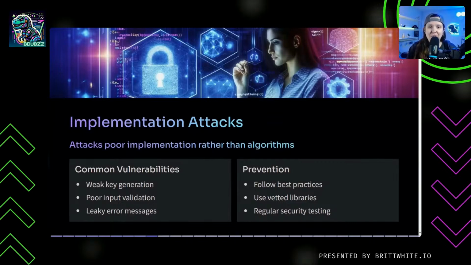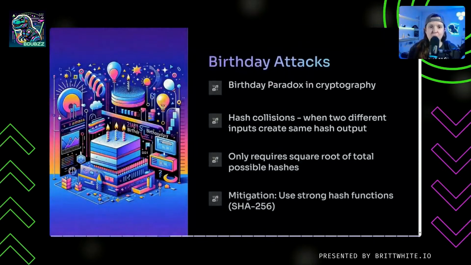Now, have you ever heard of the birthday paradox? With just 23 people in the room, there's a 50% chance that 2 of those people share a birthday with the same month and day. It's wild, right? Birthday attacks use the same probability principle in cryptography. Instead of birthdays, they're hunting for hash collisions, which is when 2 different inputs create the same hash output.